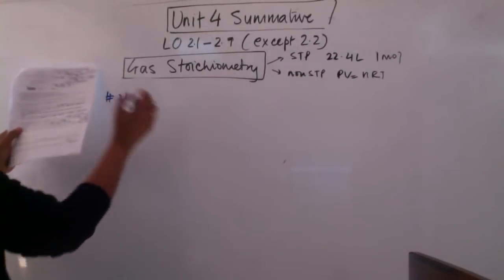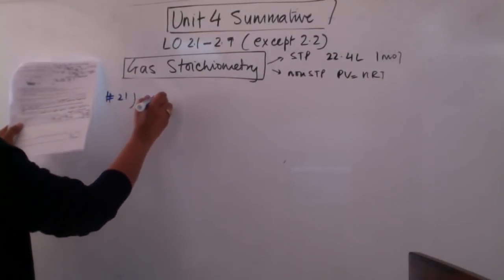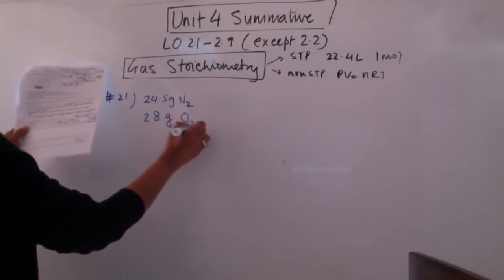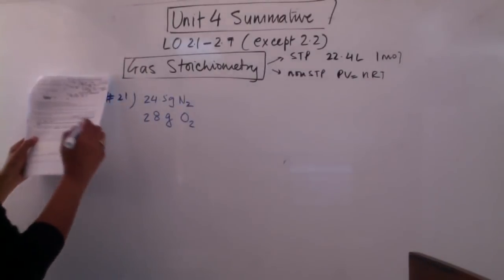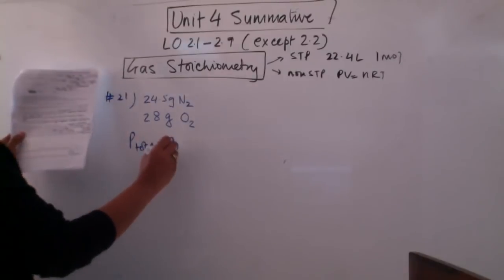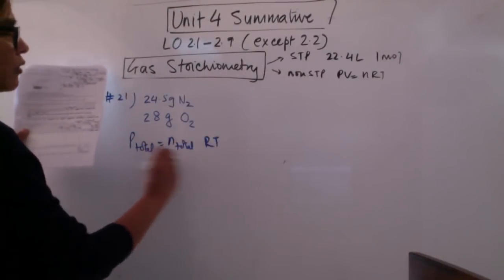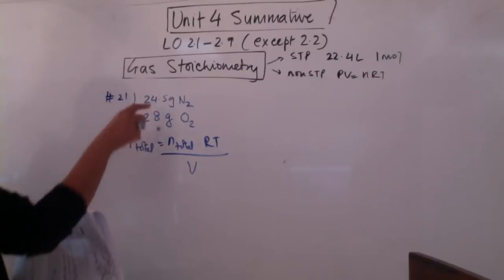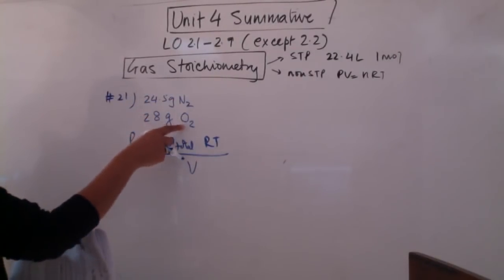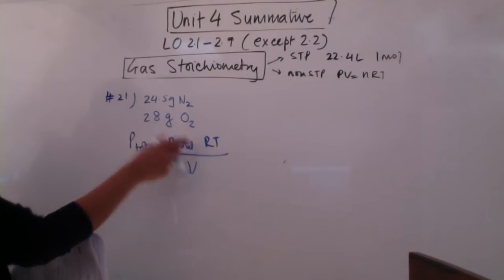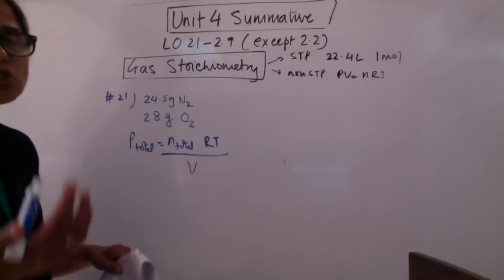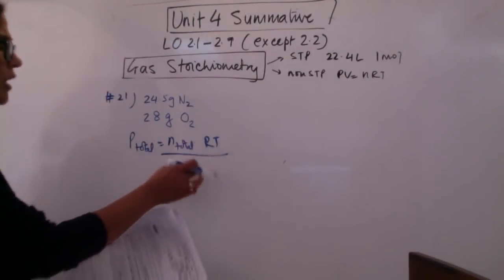A rigid 5-liter container contains 24.5 grams of N2 and 28 grams of O2. Okay, calculate the total pressure. So P total will be n total RT over V. So you can do it one or the other way. You can get the pressure of nitrogen using PV equals nRT and get the pressure of oxygen, or you can find the total moles, because it doesn't matter which gas's moles are there. As long as you have the total moles, you add them up and do RT over V.